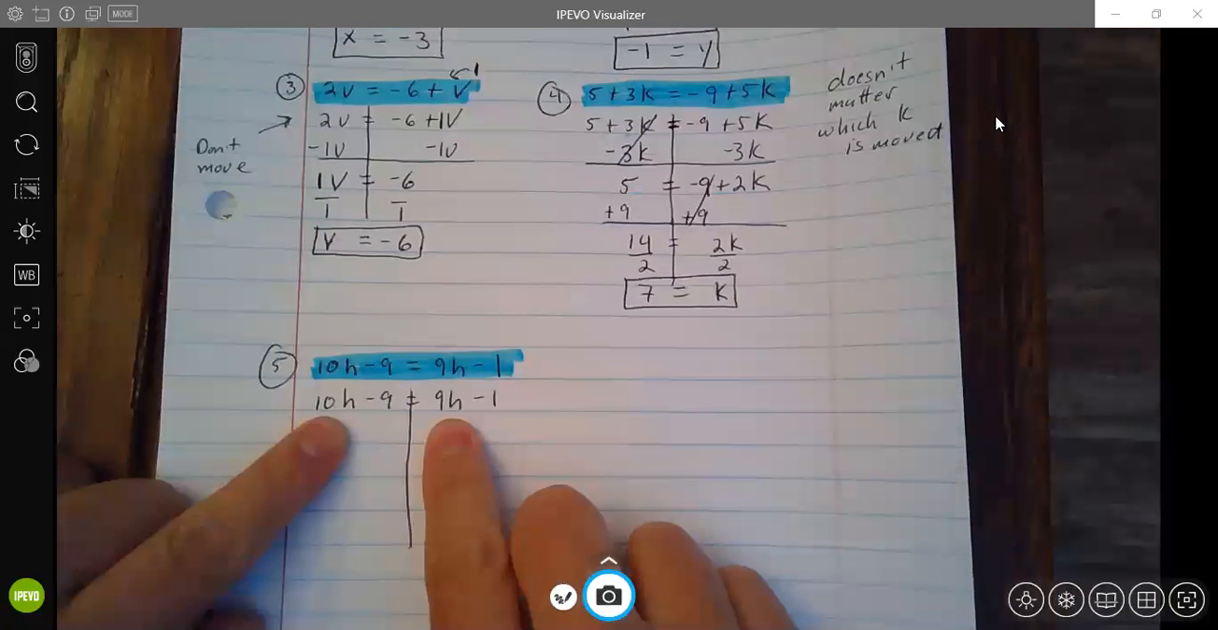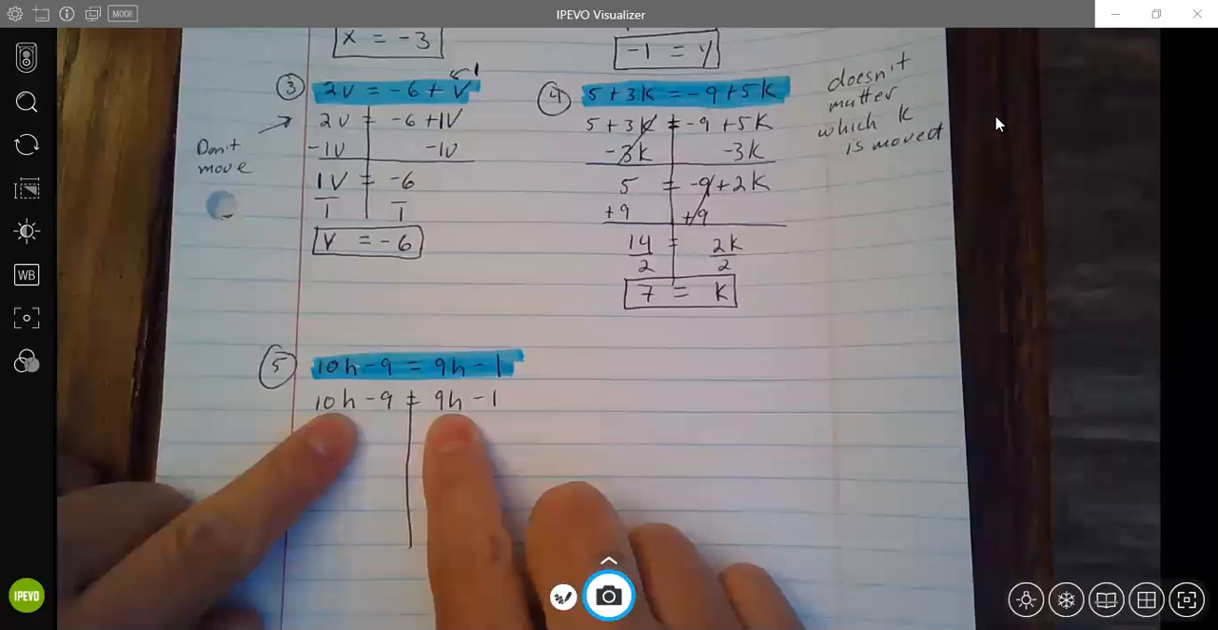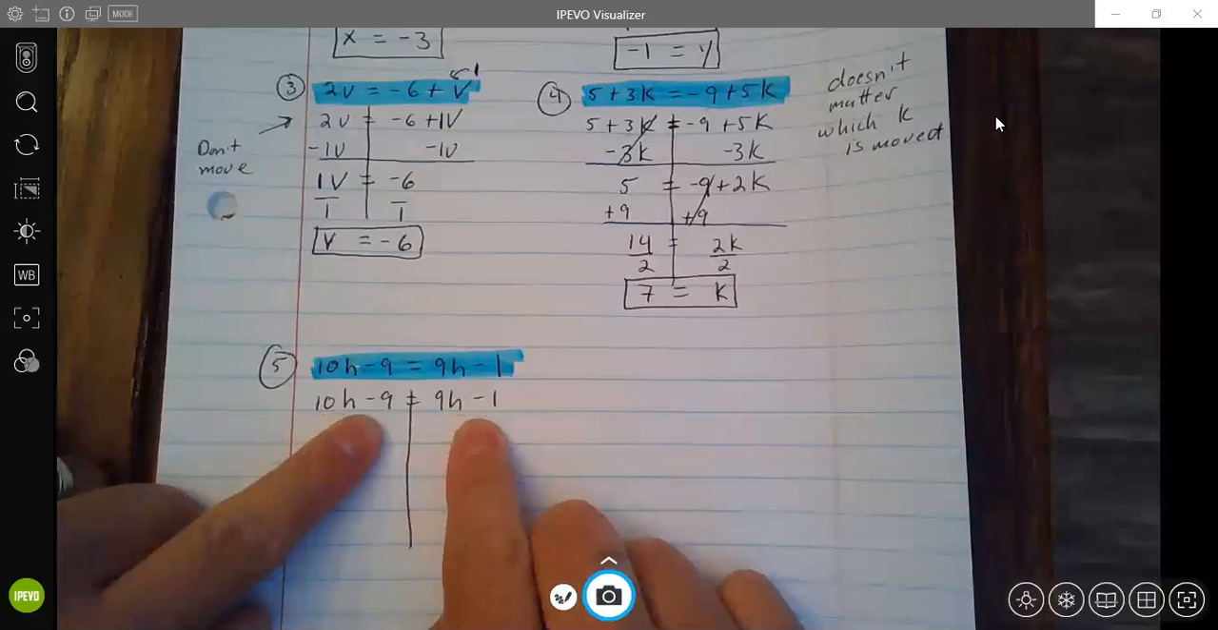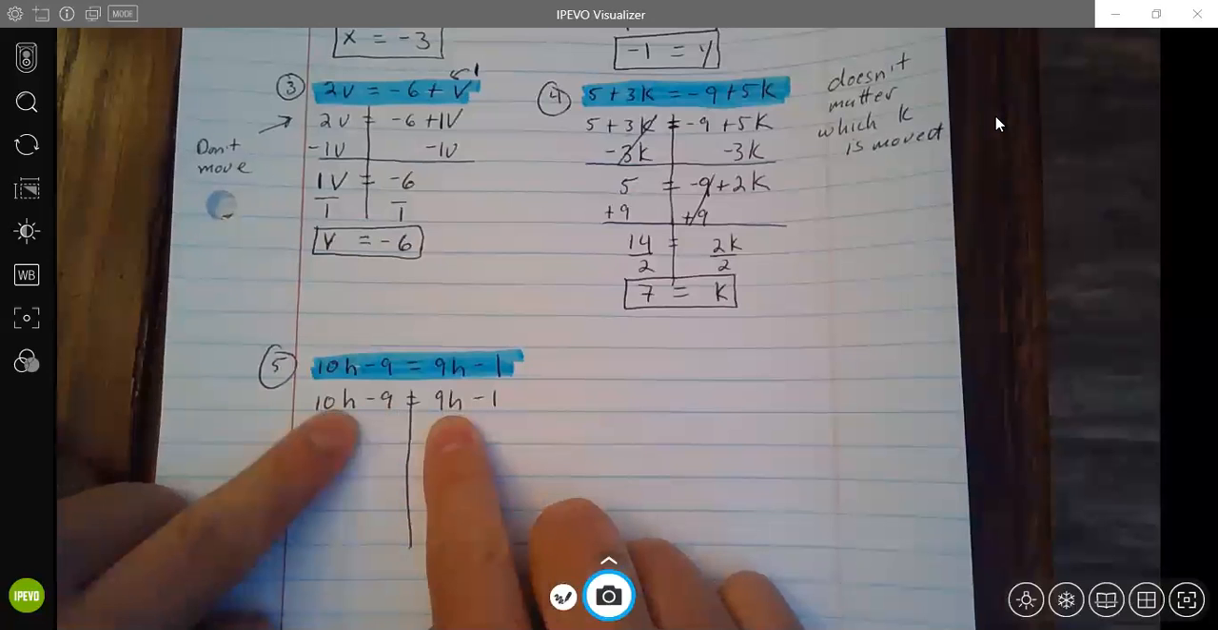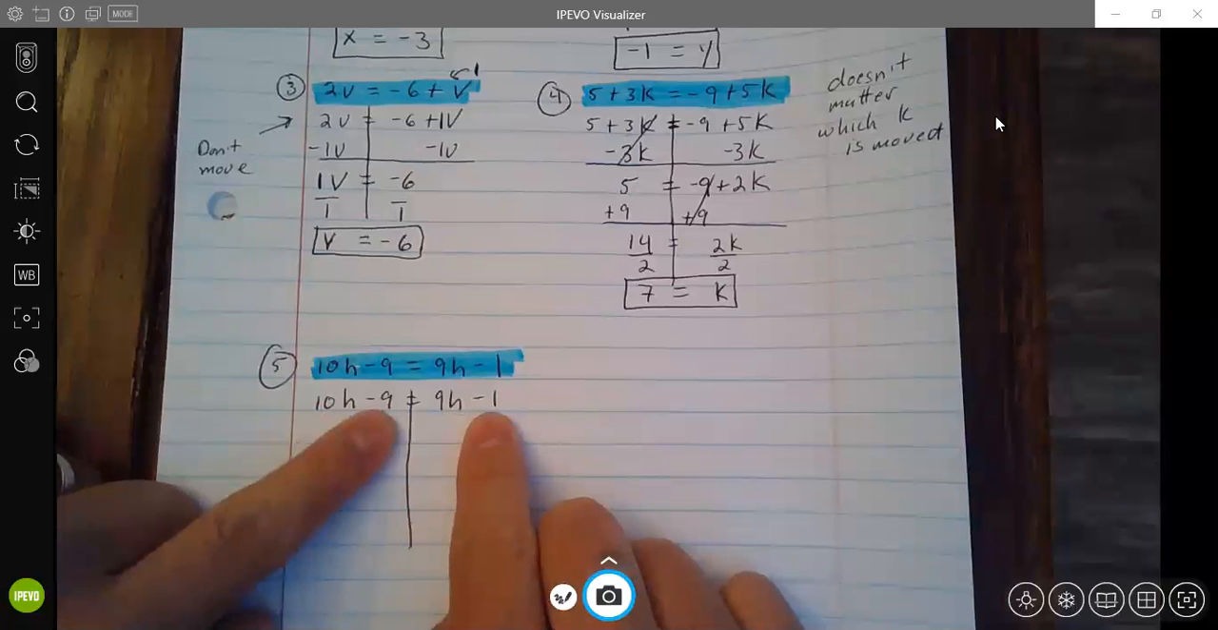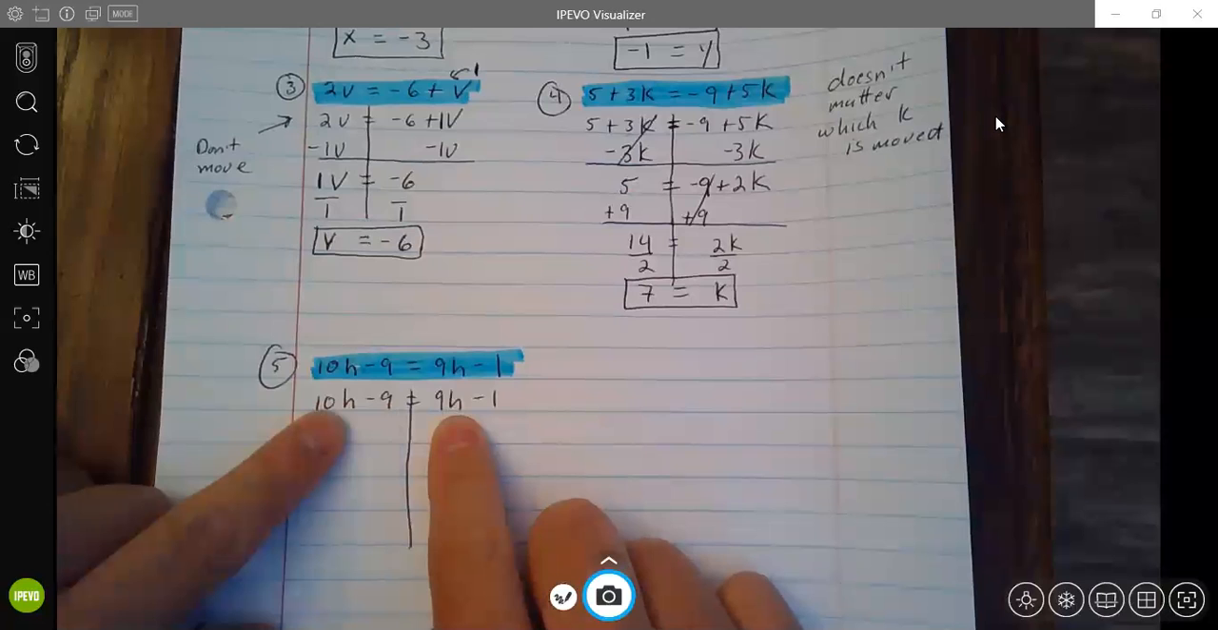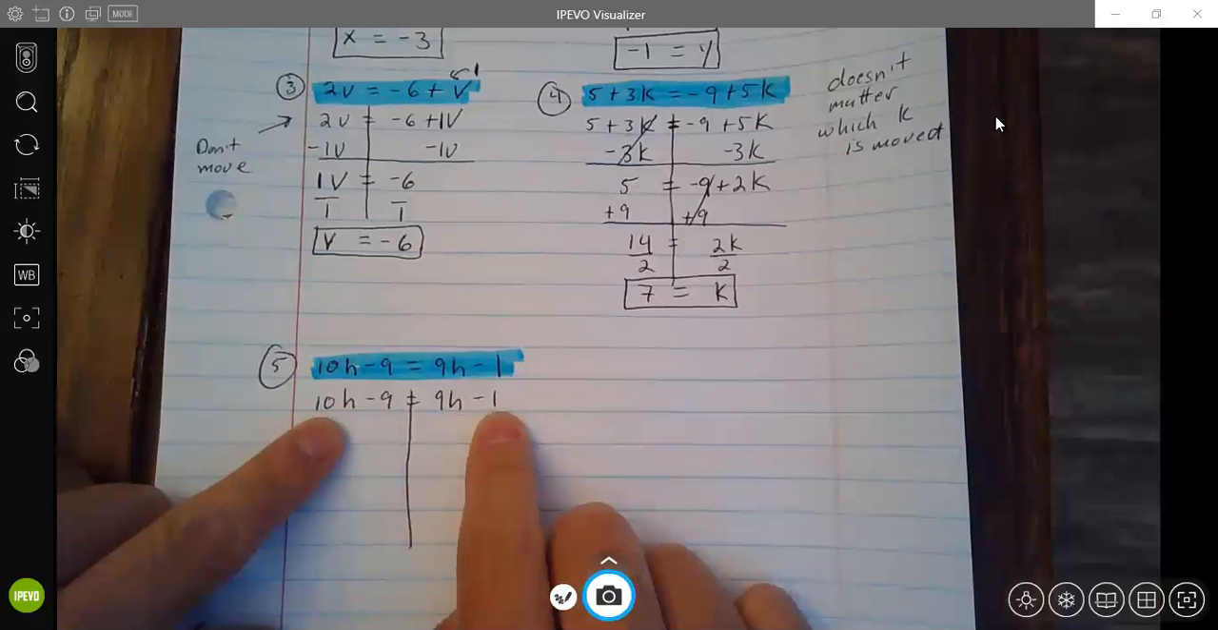There are your h's, 9h and 10h. Again, this is like number 4. It doesn't matter which one you move. They both have something left over, right? If you move the 10h, you still have the negative 9 left over. You move the 9h, you still have the negative 1 left over.